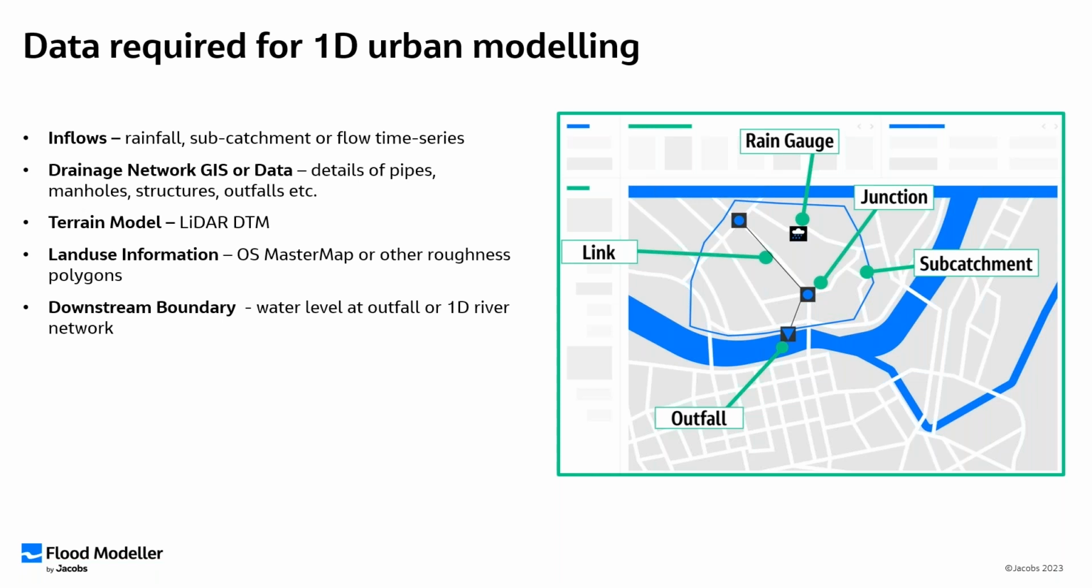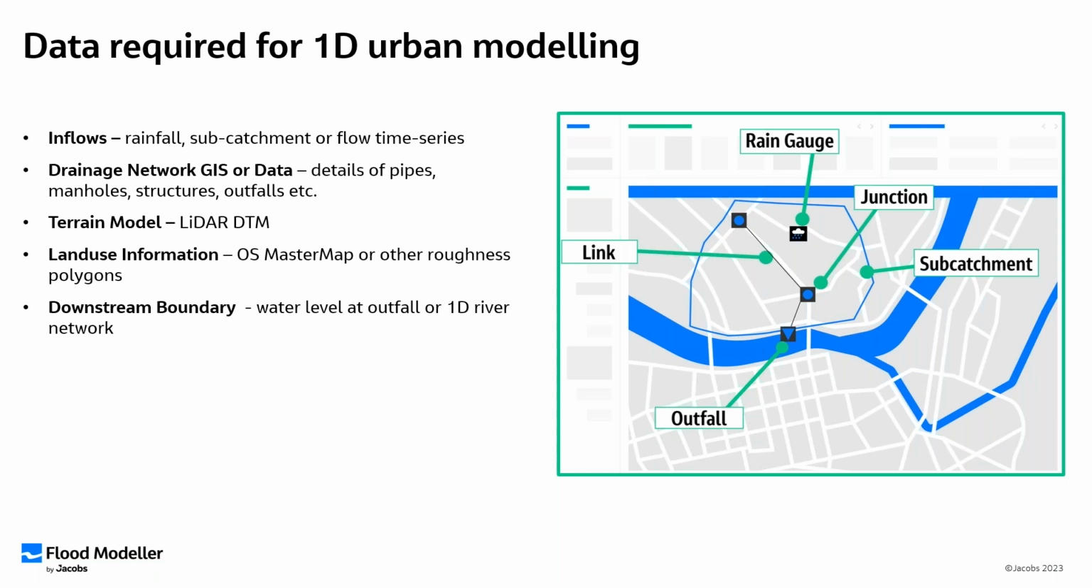Land use information, such as OS MasterMap, can be used to define 2D hydraulic roughness coefficients within the 2D solver. This can be used to improve the accuracy of overland flow estimation by applying land use specific roughness values within the 2D domain.